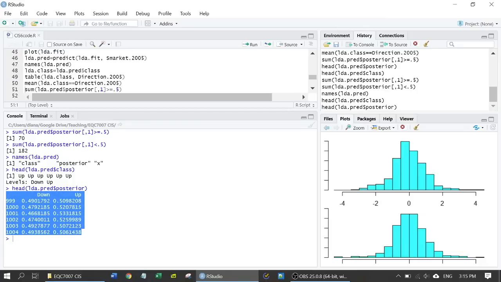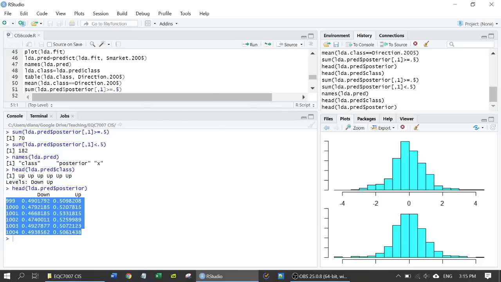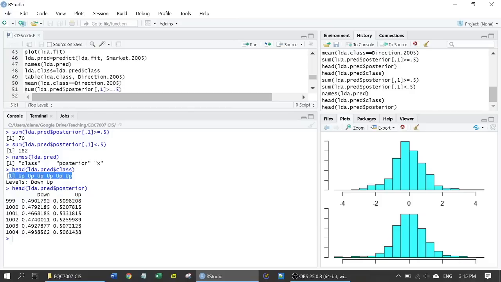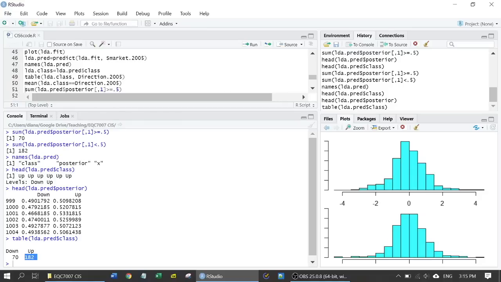And for this one, it happened to be that it corresponds to this LDA.pred class. Because for each of these, we can see that there's a higher probability that they are going to be up instead of down. And you can see that in the class, they are up. However, let me just run something, just to check. If I type in table of LDA.pred and I put their class, 70 of them are down and 182 of them are actually up.